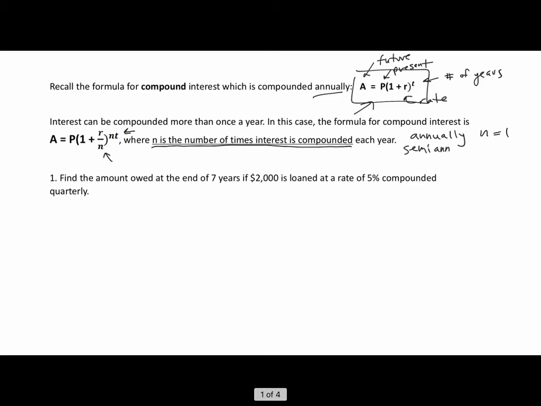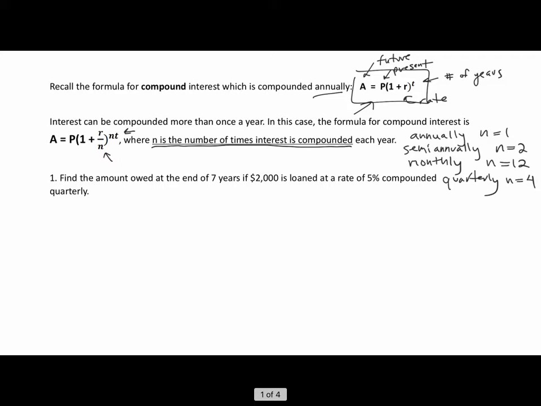Semi-annually is twice a year, so n equals 2. Monthly is every month. There's 12 months a year. And quarterly, there's 4 quarters, so n equals 4. These are the common phrases for how many times interest is compounded each year.